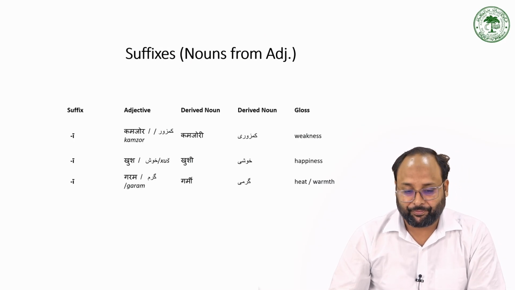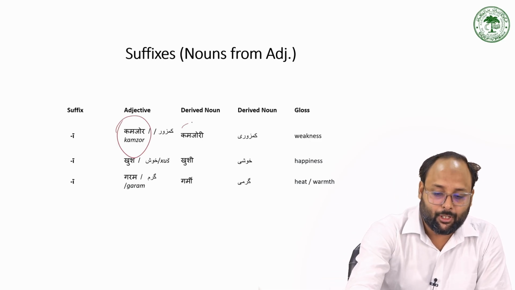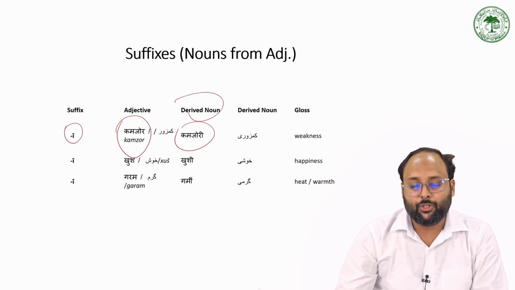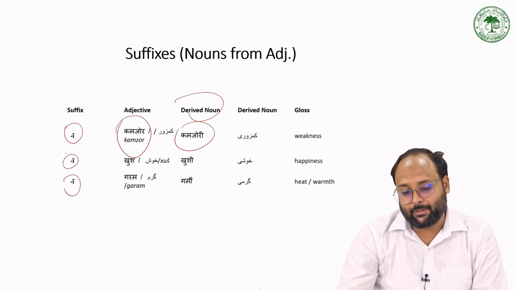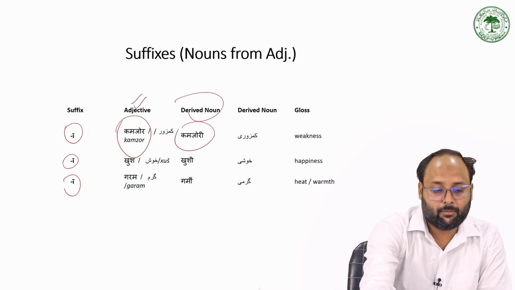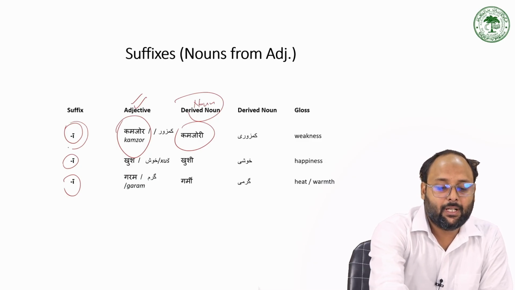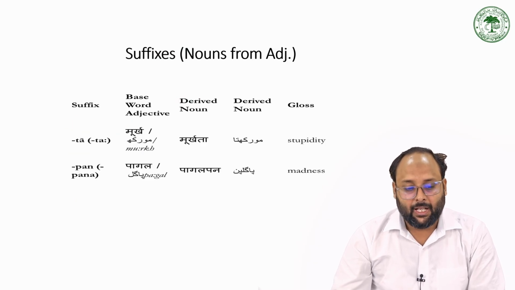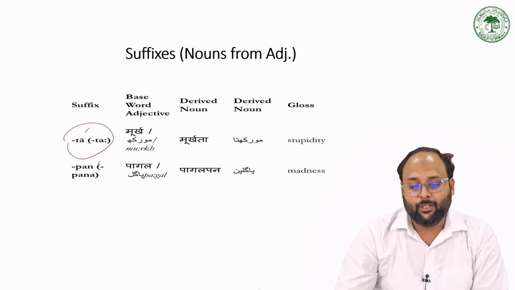Like the adjective kamjor becomes kamjori. We derive kamjori by derivation using the suffix e. Khush becomes khushi and garam becomes garmi. So here we are using the e suffix to create the noun from the adjective. These are all adjectives: kamjor, khush, garam, and these are the nouns we derive from adjectives by adding the e suffix: kamjori, khushi, garmi. And there are other suffixes like ta and pan.